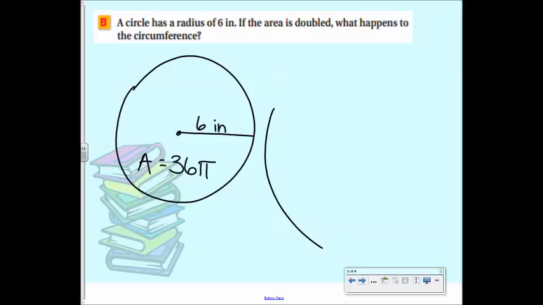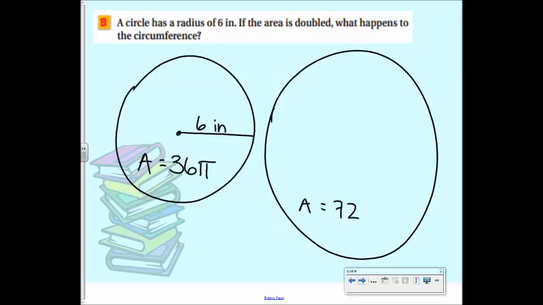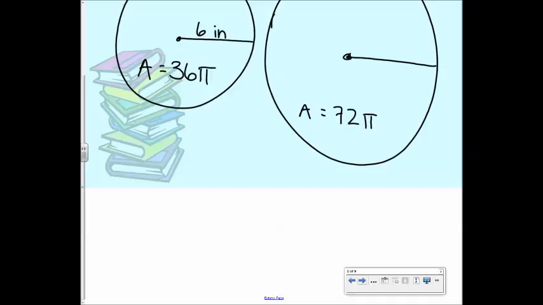So my new area is 72 pi. How would I figure out the radius if my area were 72 pi? Square root it? Because what happens to the pi's? They cross out. The pi's are gone. So then, yeah, I just need to square root it. So what's the square root of 72? 8.48. 8.49. So 8.49 equals r.